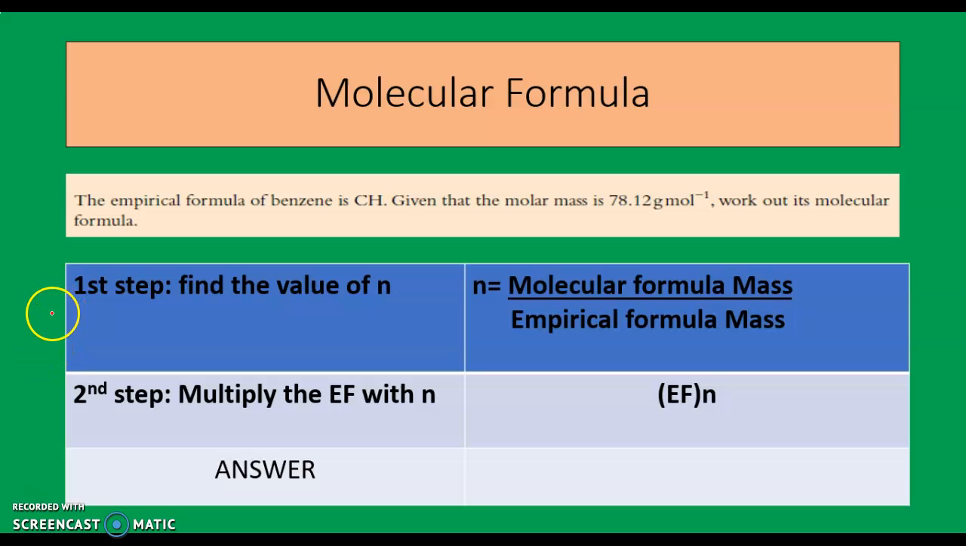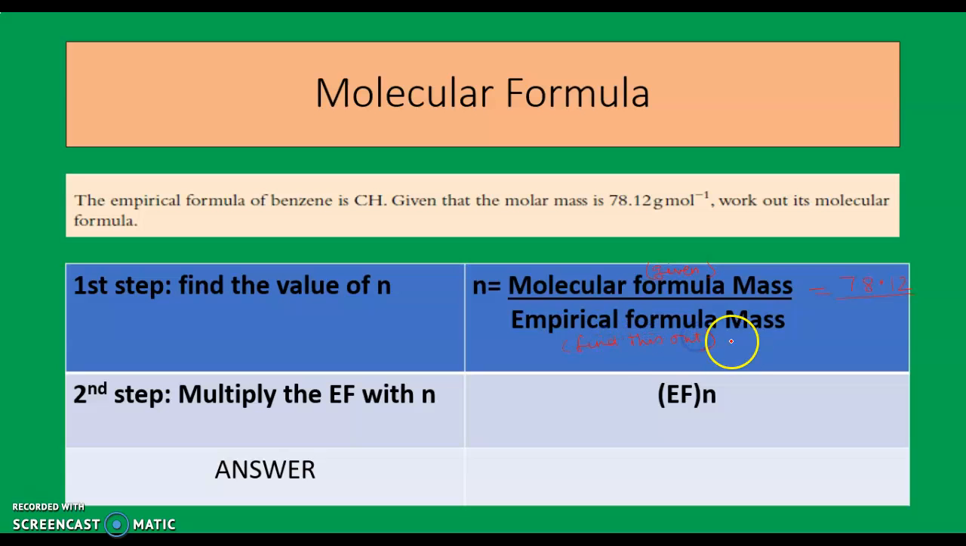So to find molecular formula from empirical formula, just use 2 steps. You have to find the value of n. The value of n is found by dividing the molecular formula mass, which is usually given. So molecular formula mass is always given in the question. So I'm just going to write molecular mass here, 78.12, divided by empirical formula mass. And what this means is you have to find this. And how will you find this out?